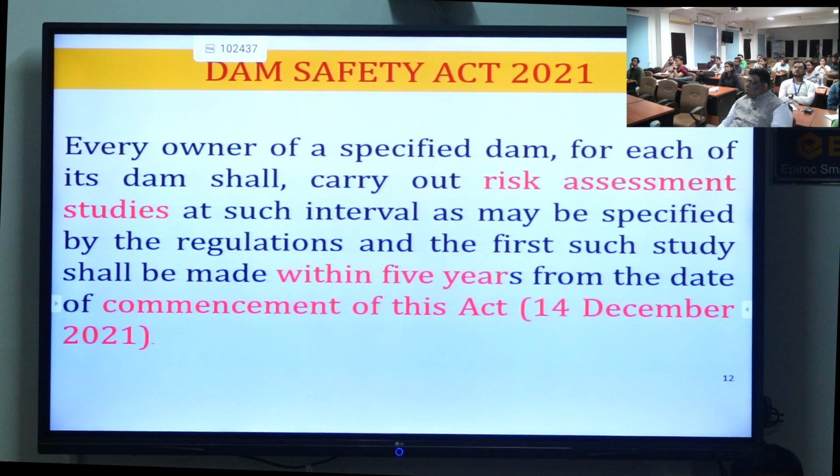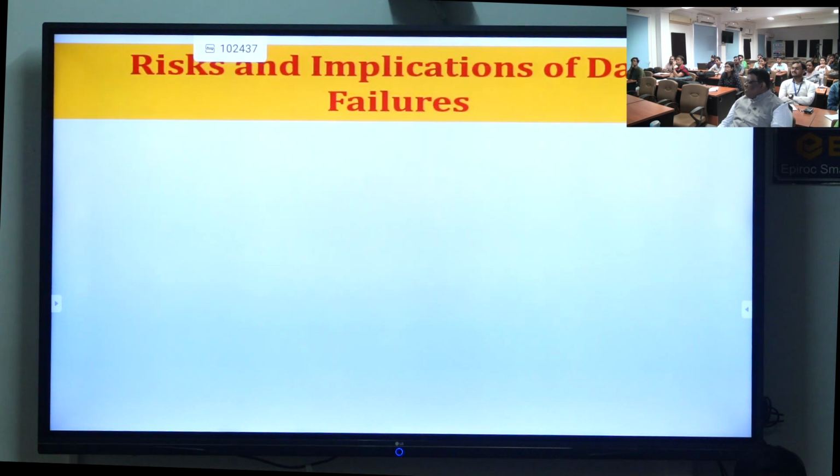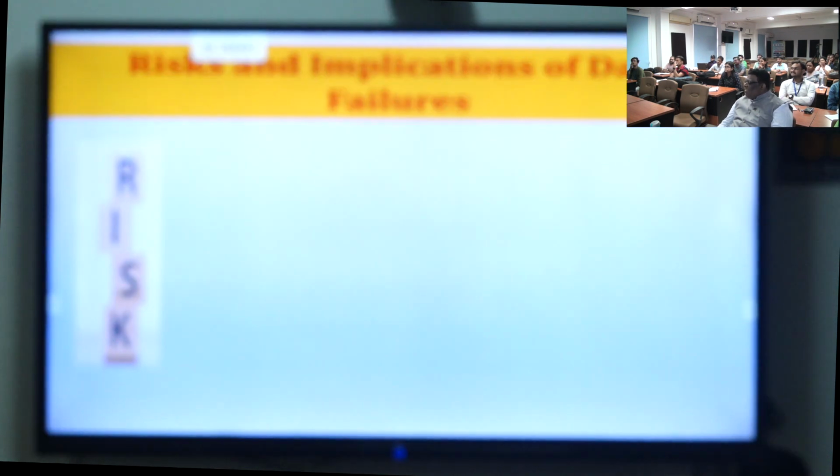It says every owner of a specified dam shall carry out risk assessment studies at such intervals as may be specified by the regulations, and such studies shall be made within 5 years of the date of commencement of this act. It started in 2021. Many of the dams have not yet done it, and works are coming.